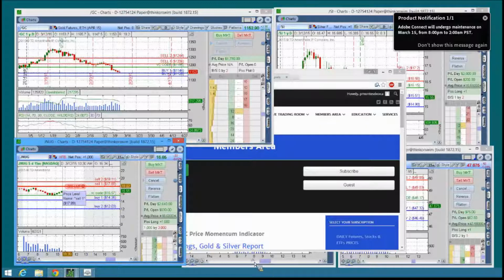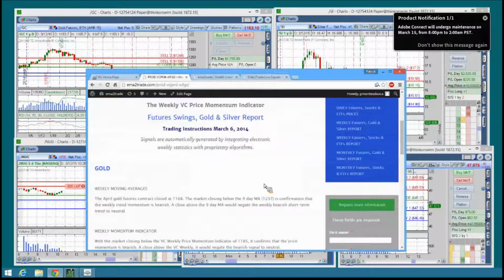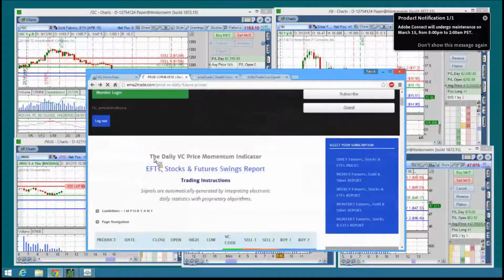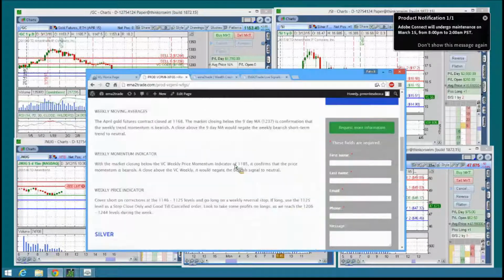What you're looking at here is the opportunity really to view the live trading room and to see how we apply this information on a daily basis by using the daily algorithms, as well as synchronizing the market into swing signals, which is what I want to get into right now.